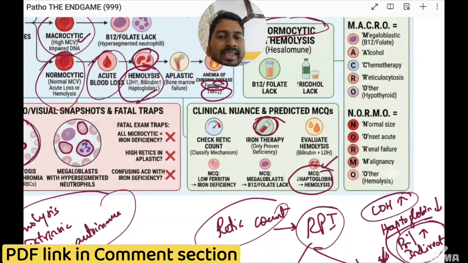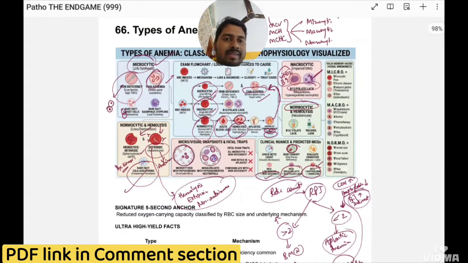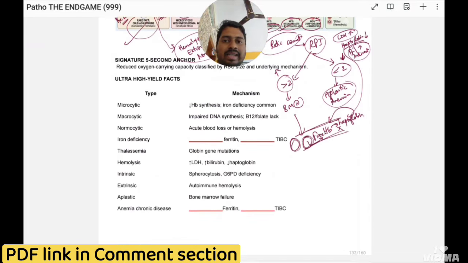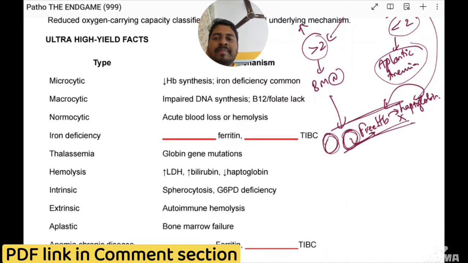Next, megaloblasts are related to B12 and folate deficiency, and low ferritin. See, low ferritin means low iron stores. Low iron stores are only seen in iron deficiency anemia. I think I have explained iron deficiency anemia in depth because many questions are being asked from this. So in iron deficiency, what happens to ferritin? Ferritin are the iron stores. Iron stores are less, so this is decreased. What happens to iron binding capacity?